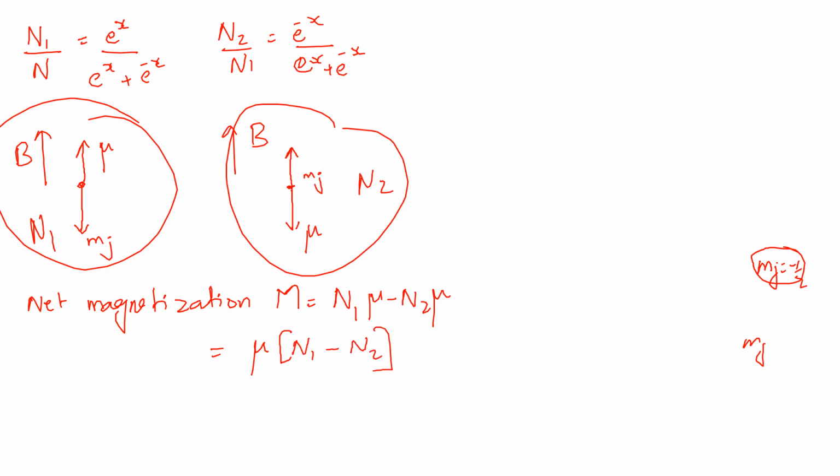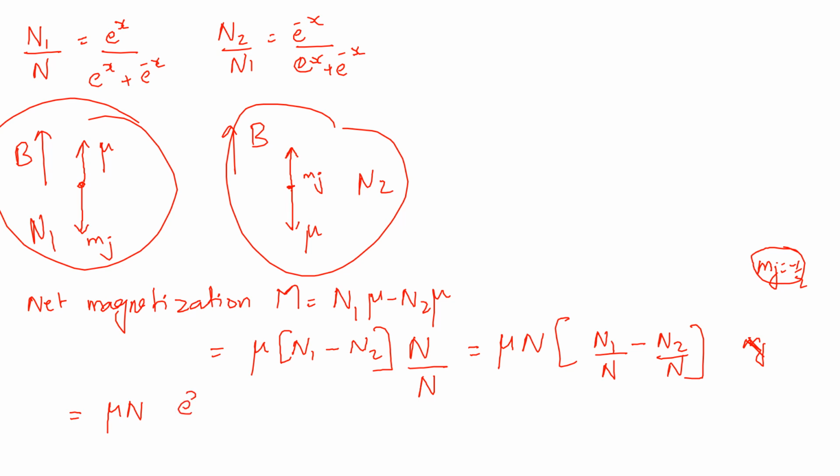What I'm going to do is multiply with the total population n and divide with the total population n. So you will get mu n times n1 divided by n minus n2 divided by n. What is n1 by n? n1 by n is e to the power x divided by e to the power x plus e to the power minus x, minus n2 by n, that is e to the power minus x divided by e to the power x plus e to the power minus x.